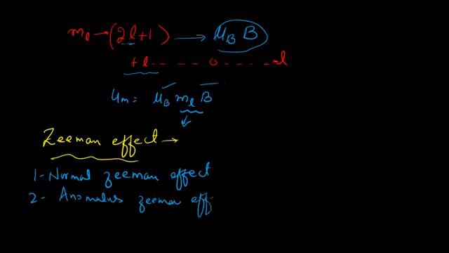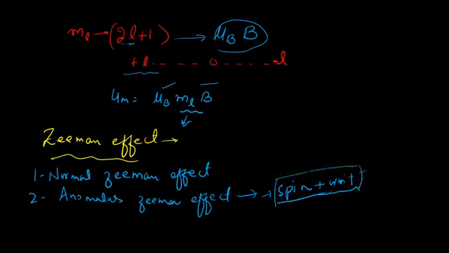Okay, the anomalous Zeeman effect is a little bit complicated because here we also consider the spin and the interaction of spin and orbit, that is spin-orbit coupling. We take this into account only for those spectral lines for which we have half spins. Half spin states we consider only for those atoms in which the states are not fully filled.